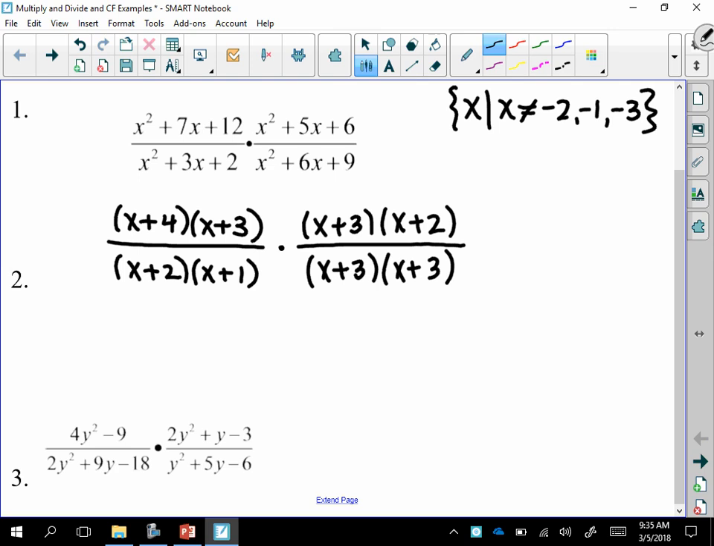And then we factor, we domain, and then we cancel. And what all is going to cancel here? Everything except for x plus 1. All right, this x plus 3 can cancel with one of those. And then with multiplication, we can cross cancel. So this x plus 3 cancels with this one. And this x plus 2 cancels with that one. And so all that's left is x plus 4 on top and x plus 1 on bottom.